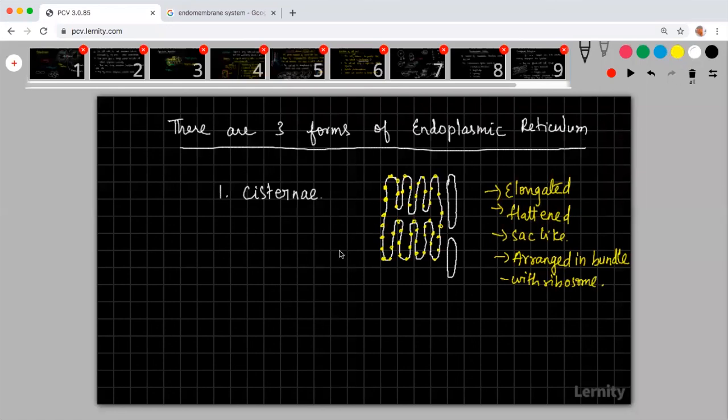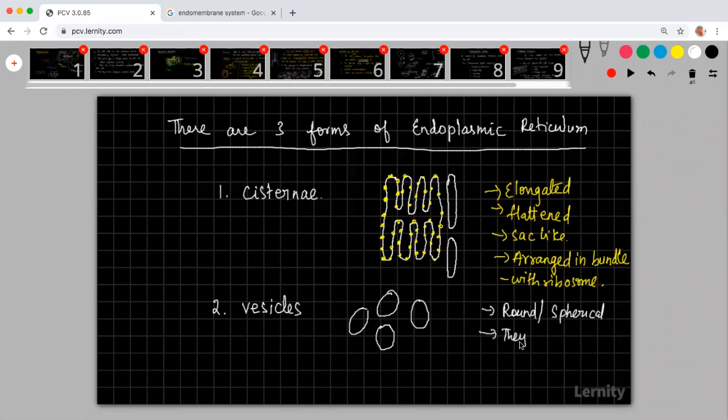The second one is called vesicles. Vesicles will be just spherical bodies, that's all. Endoplasmic reticulum will also have vesicles. What are they? They are spherical or round. They are dispersed, devoid of ribosomes.